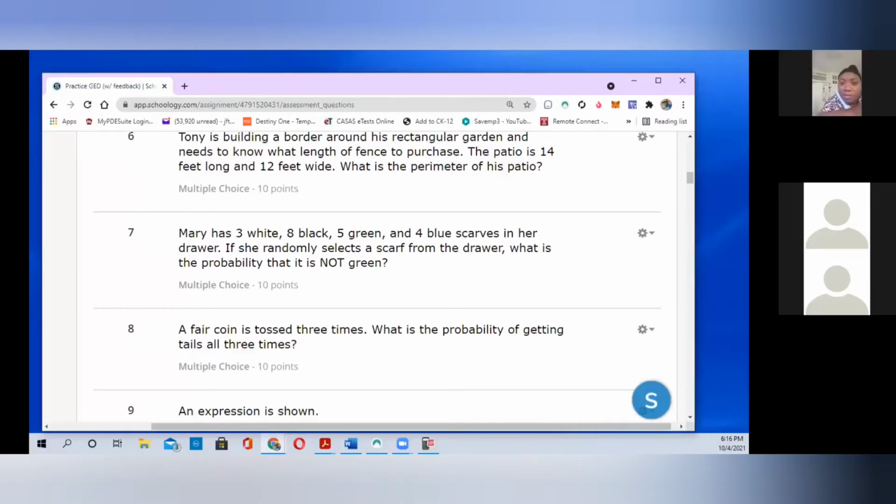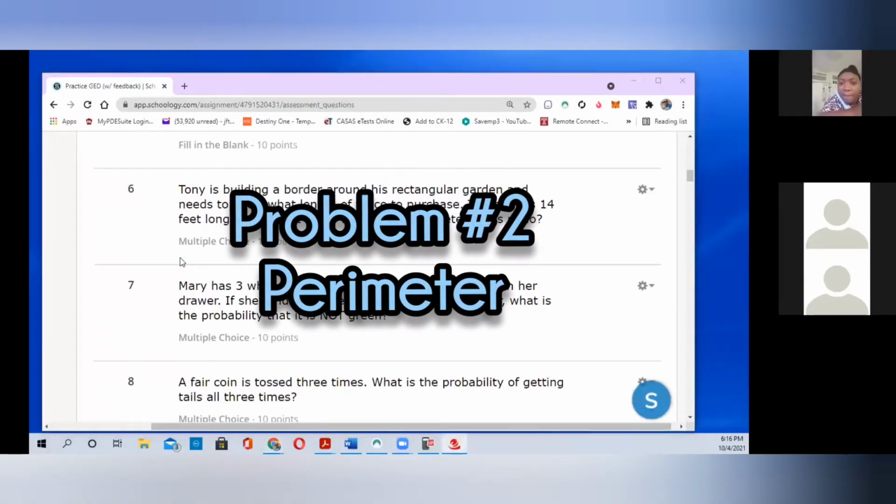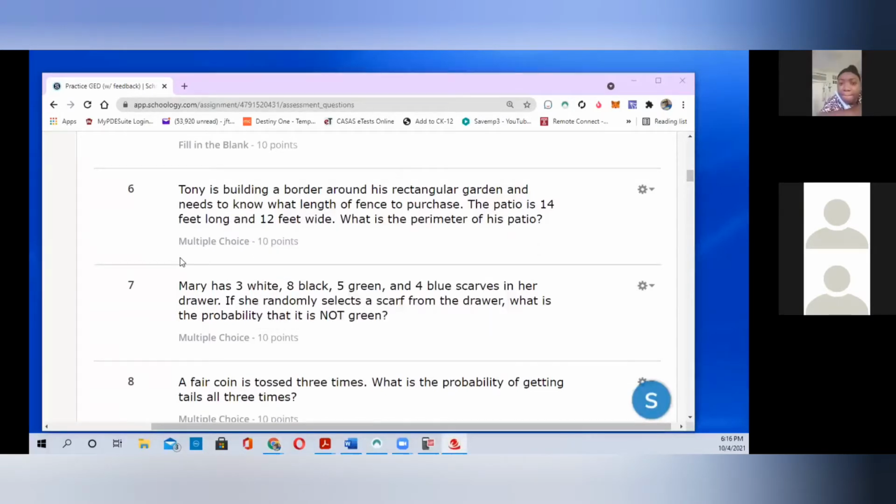So we're working on number 6. Tony is building a border around his rectangular garden and needs to know the length of a fence to purchase. The patio is 14 feet long and 12 feet wide. What is the perimeter of this patio border? Or they could say, instead of using that word perimeter, what is the length of fence needed?